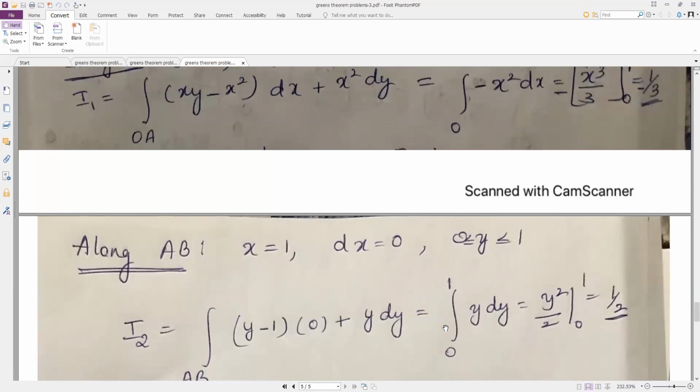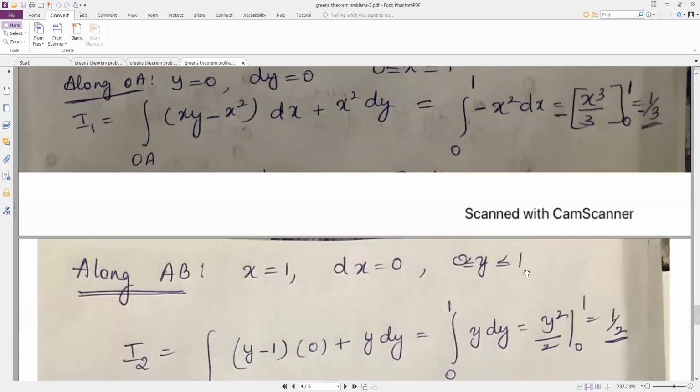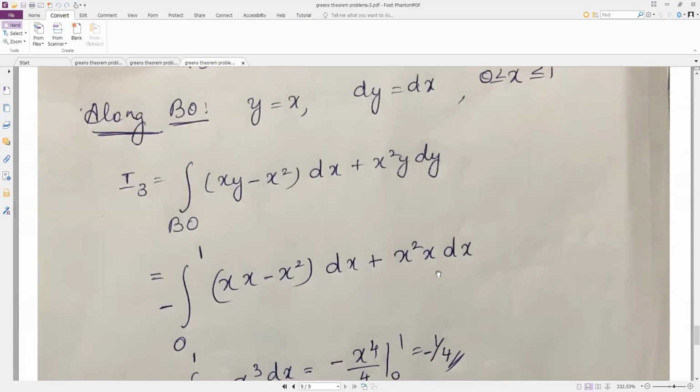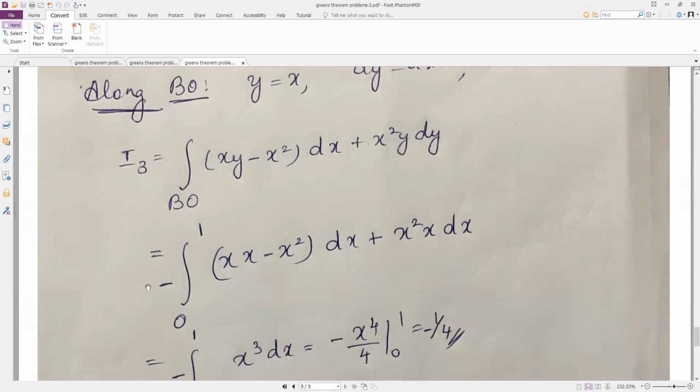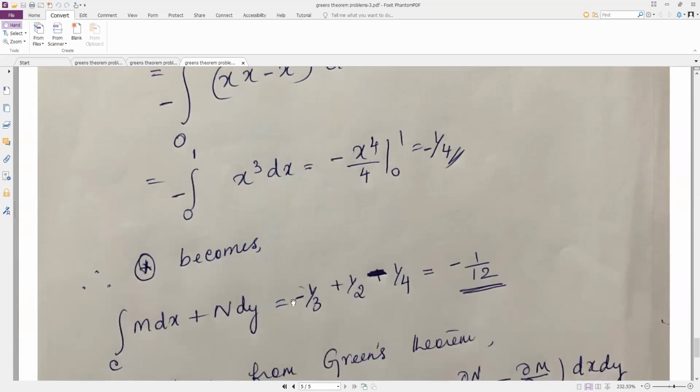Now I need to give the limit for x. Can you tell me the x limit? It starts from B, where x is 1, and ends at 0, so it is 1 to 0. Reverse direction, so I put minus 0 to 1, which is the same as 1 to 0. Then integrate, you get x to the power 4 by 4, which is minus 1 by 4. Now add all three, and you get minus 1 by 12.